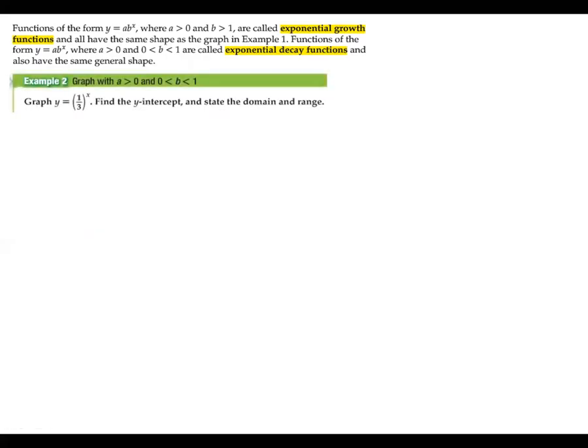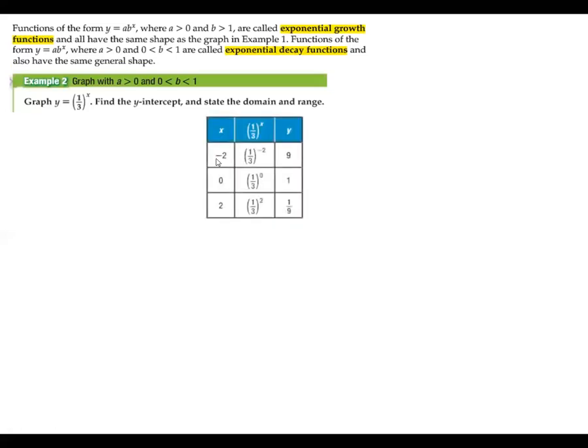So we'll go through an example right here. If I want to graph 1/3 to the x, find the y-intercept, state the domain and range, what I'm going to do is make a table of values. And here I just picked 3 just to make it quick, but you have -2, 0, and 2. If I put in -2, 1/3 to the -2 power is 9. 1/3 to the 0 power is 1, and 1/3 squared is 1/9.